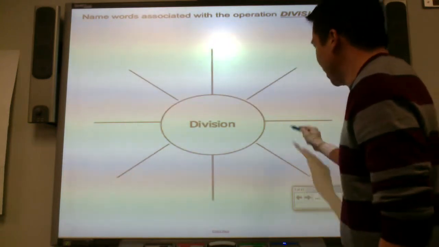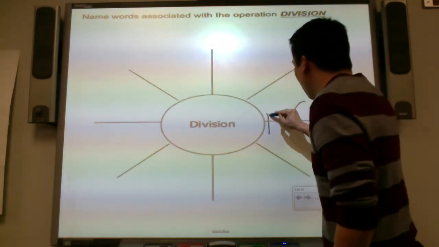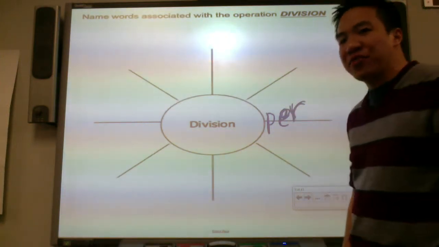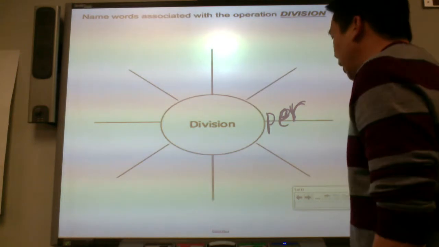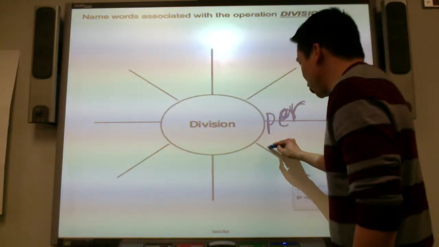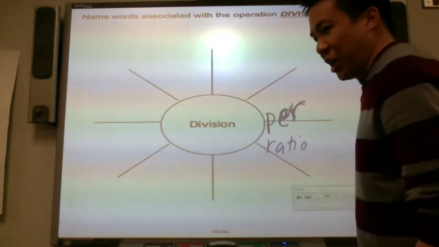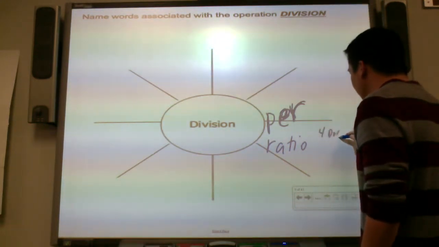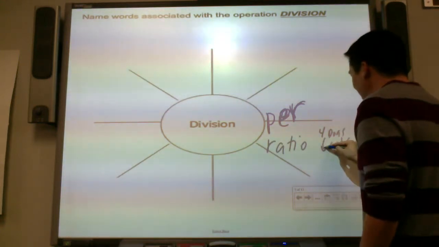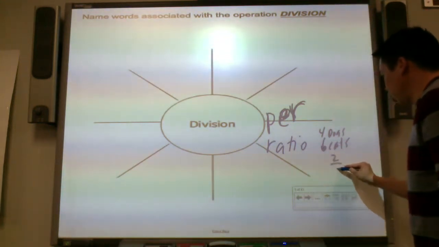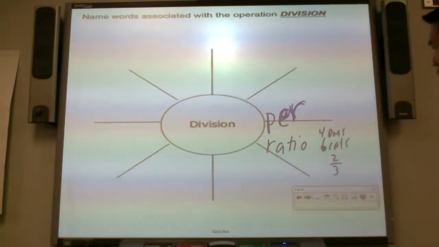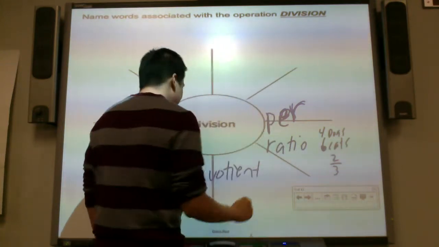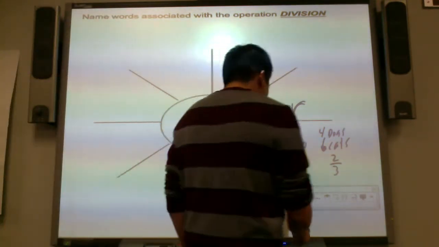And next one, division. Per. Like when you see unit rates or rates, you have to divide. Per. Ratio, for example, what is the ratio of dogs to cats? There are 4 dogs and 6 cats. So what is the ratio? We have to break that down to 2 dogs and 3 cats. So per, ratio, quotient. Those are examples of division words.